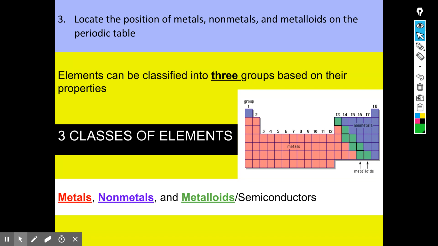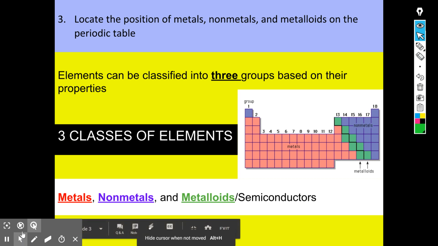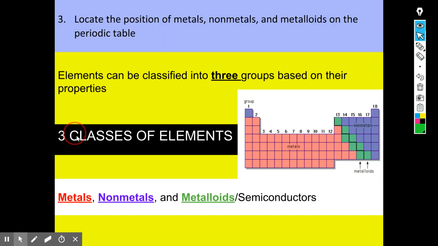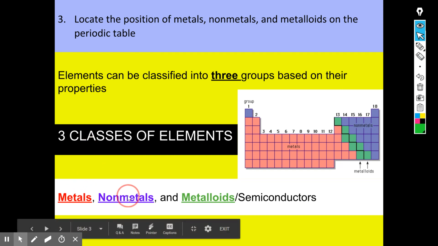Number one on your periodic table notes, assignment number 3, asks you what are the 3 classes of elements. So be careful as we're going through here because there are classes of elements, and then there will be families. You got to make sure that you know classes are metal, nonmetal, and metalloid. The 3 classes are metals, nonmetals, and metalloids.